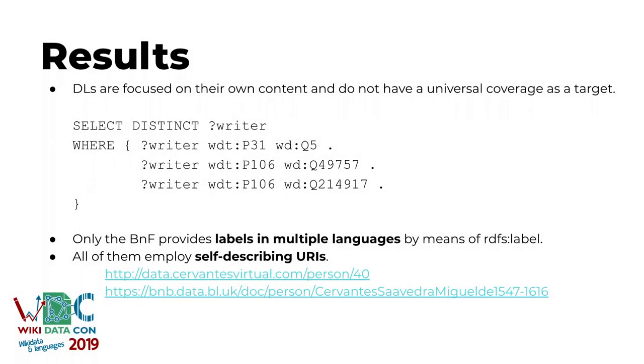And they are focused on their own content, and this is just a SPARQL query based on Wikidata in order to assess the population. And the BNF provides labels in multiple languages, and they all use self-describing URIs, which means that in the URI they have the type of entity, which allows the human reader to understand what they are using.